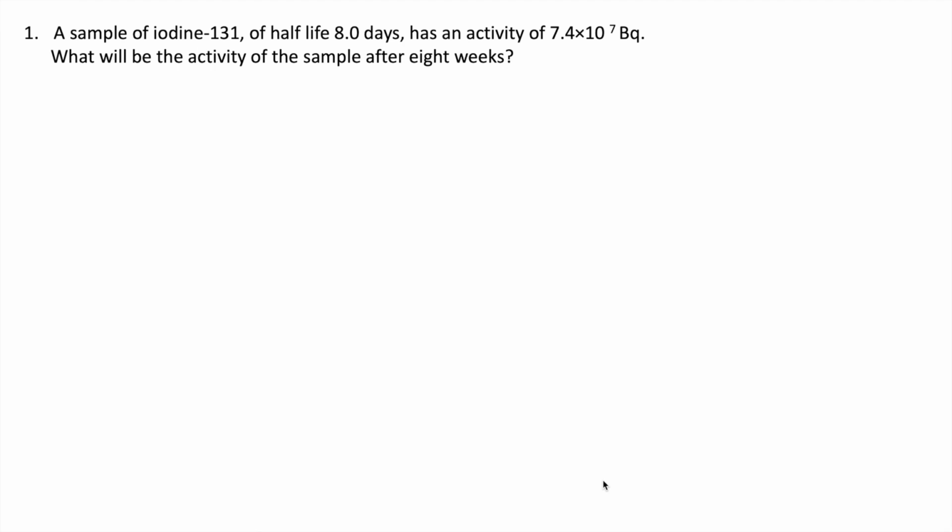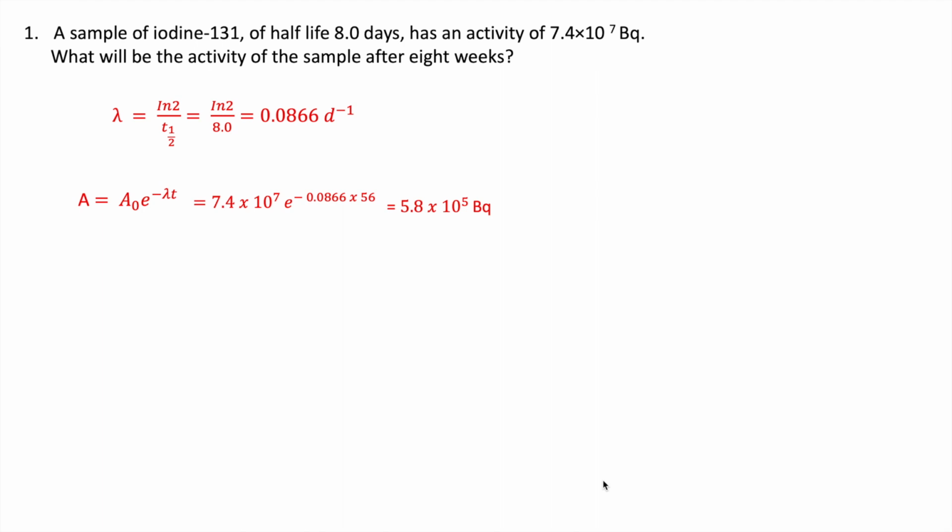Well, the first thing we need to do is to work out the decay constant. So lambda is log 2 over t to the half, and we can keep t to the half as days, as we're not using activity equals lambda N. This gives us lambda in days to the minus 1. So to work out activity, we use the equation A equals A naught e to the minus lambda t. Putting the values in and making sure that we use days for time, so that's going to be 56, 8 times 7. Gives us a value of 5.8 times 10 to the 5 becquerels for the activity.